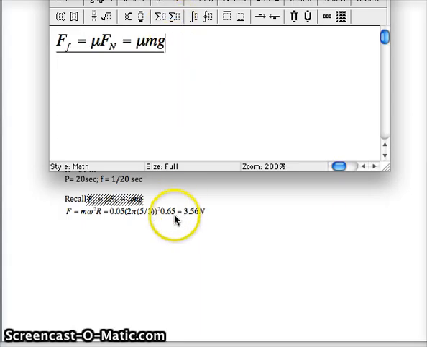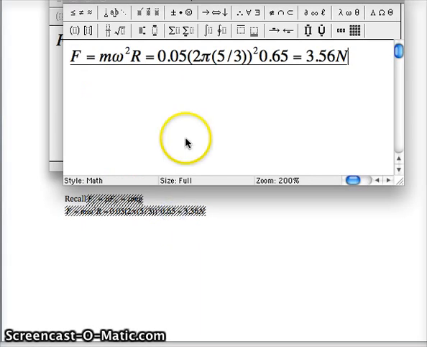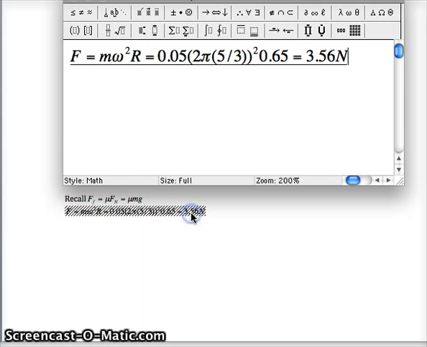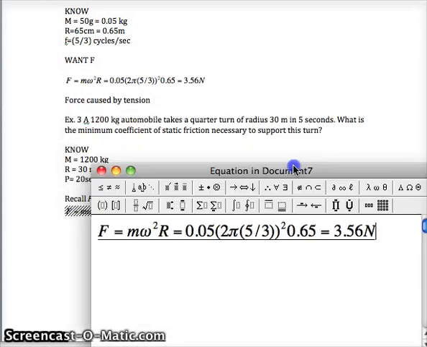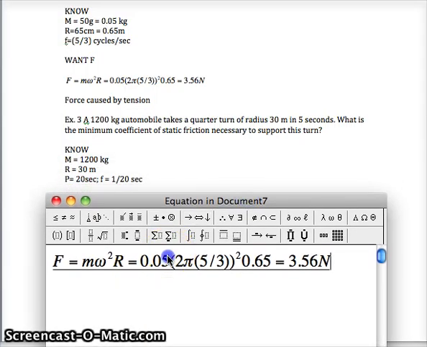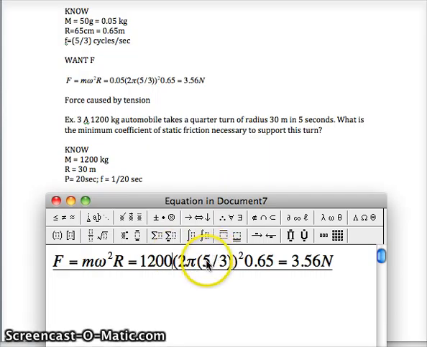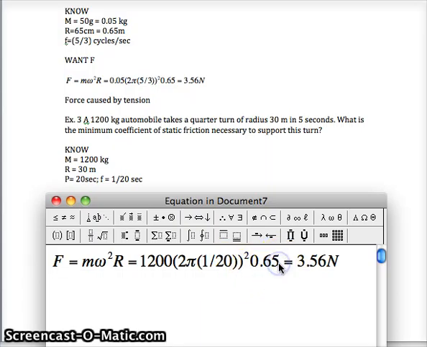Sorry, wrong one. So this one, we know the mass is 1,200, so we'll put a 1,200 there. And it's 2 pi, but it's 2 pi times 1/20th. And then the radius of the circle is actually 30 meters. So we're going to get a much larger centripetal force, as you would expect, because it's a car spinning around a circle.